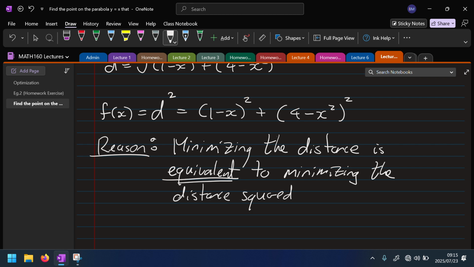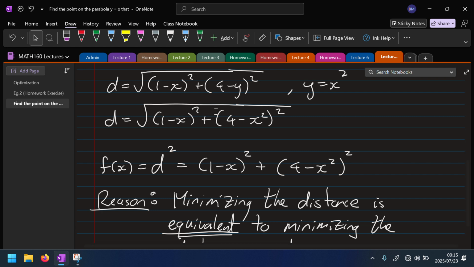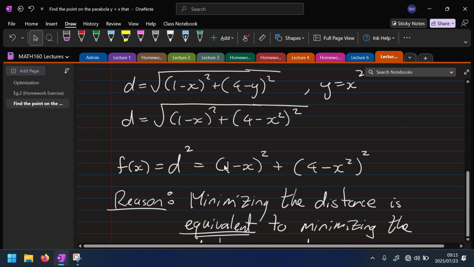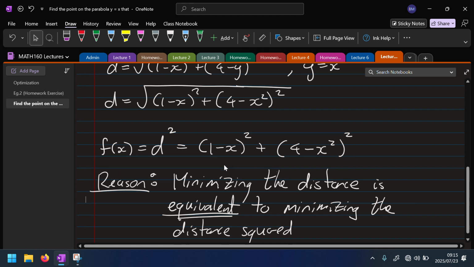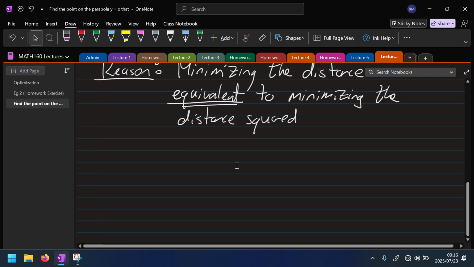Yeah, those are equivalent, and I'll let you think about that. Instead of minimizing d and getting some answer, that's going to give us a lot more work because of this root. Instead, we're going to minimize d squared, and we're going to get the same answer. If you don't believe me, try minimizing d and see what you get. Then we're going to minimize f, which is d squared, and you can compare your answers.